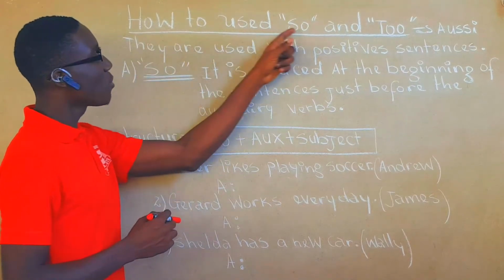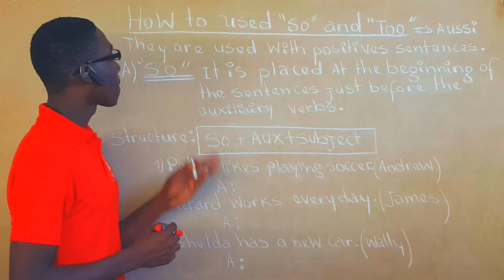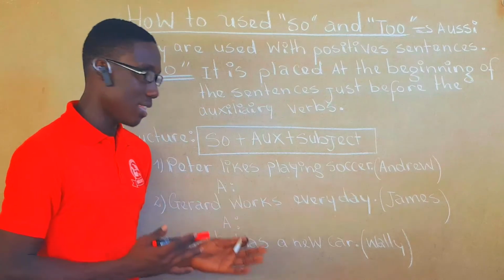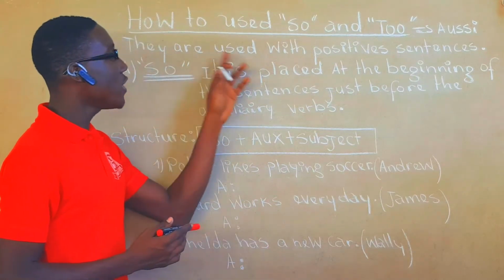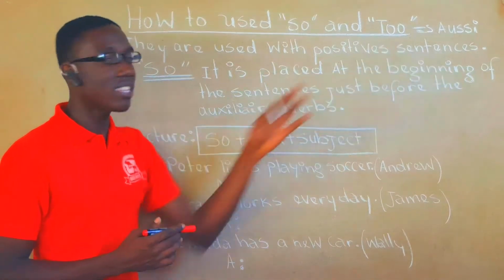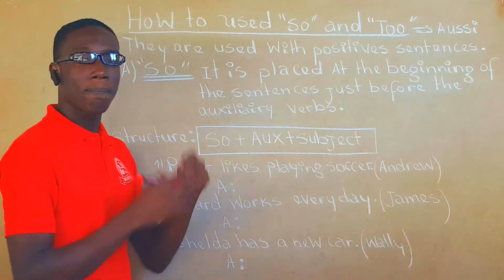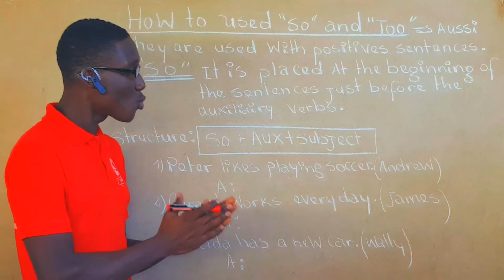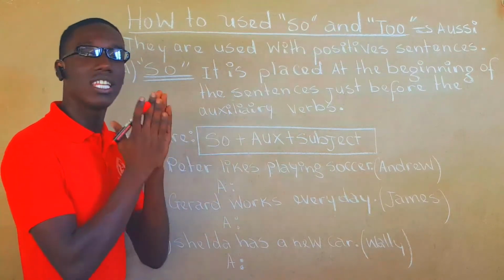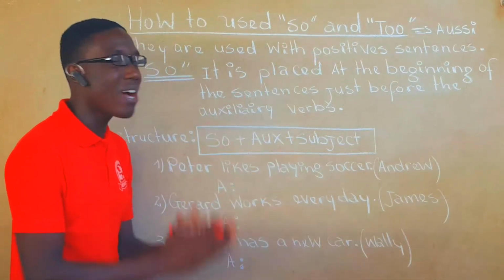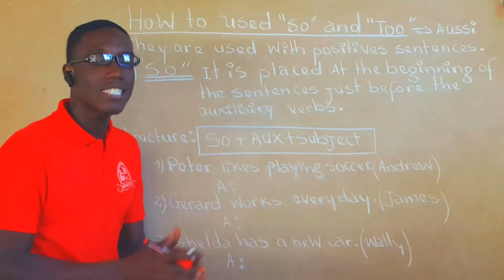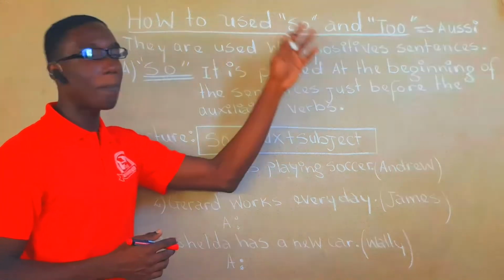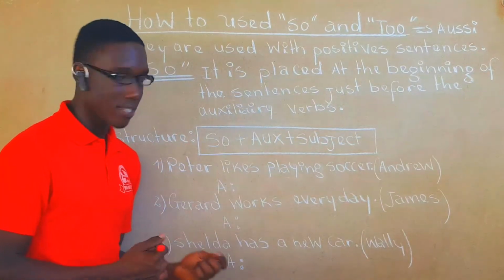Okay, how to use so and to in English? They are used with positive sentences. They are used with positive sentences. They are used with phrases that are positive. Never use so and to with negative sentences. For example, don't write them with negative sentences. Okay? They are used with positive sentences.